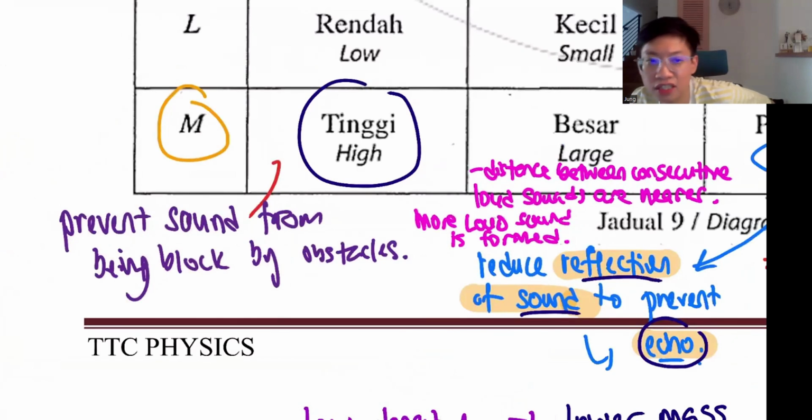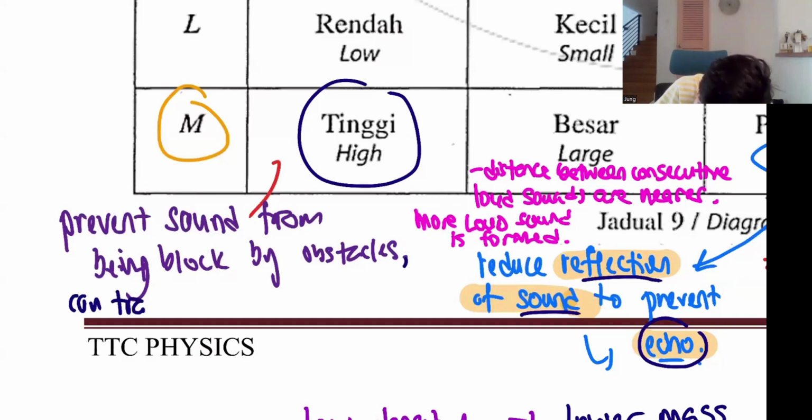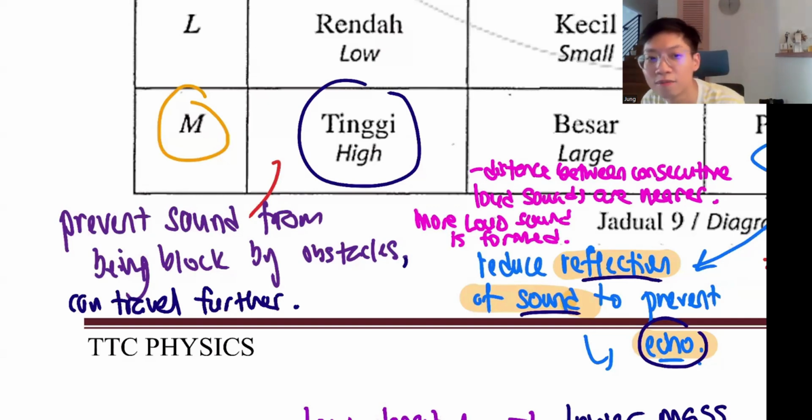Wider and further region. Okay, so for me, it depends on which school you are from also. Like last time, because I'm from Catholic school, my teacher was very particular. So you say can transfer to wider region. Why can transfer? Why higher can transfer? Because you will prevent the sound from being blocked by obstacles. So higher, therefore, can travel further. Like that. So the can travel further is like the behind part.